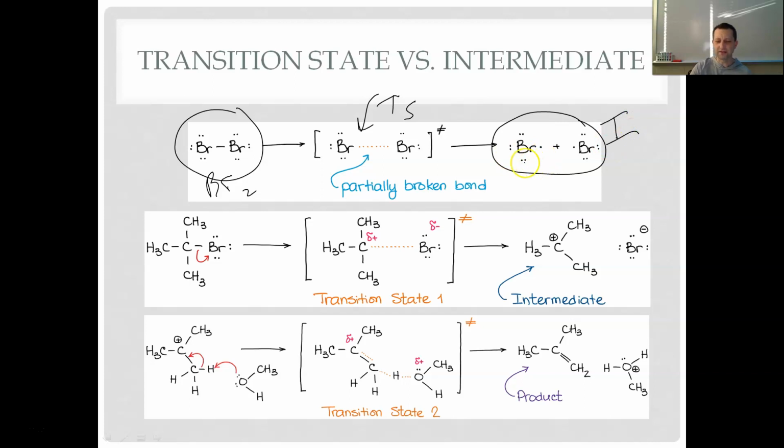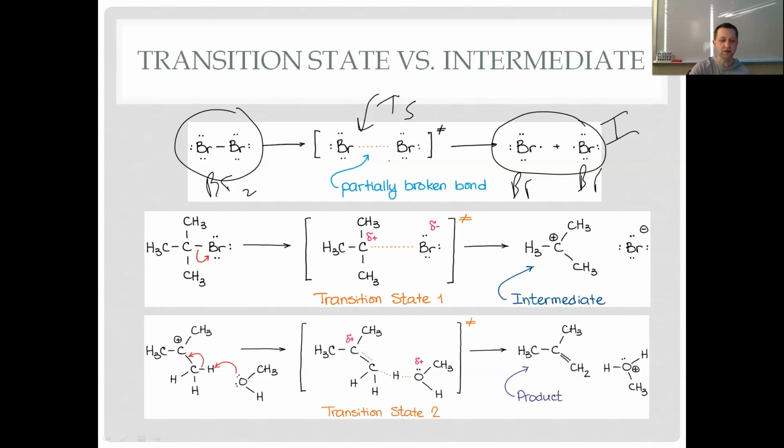Because these are very unstable, right? I mean, look at that. You have Br, 2 monatomic bromines. Really not going to happen, right? So they're going to quickly move on to something else and interact with something else. But you have your transition state where the bond is partially broken, okay? And you have your intermediate where you actually do have the 2 monatomic bromine atoms.